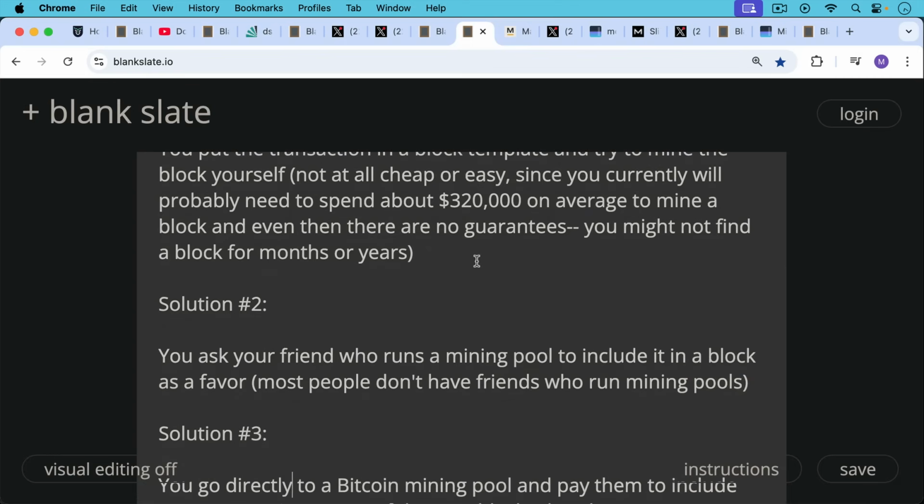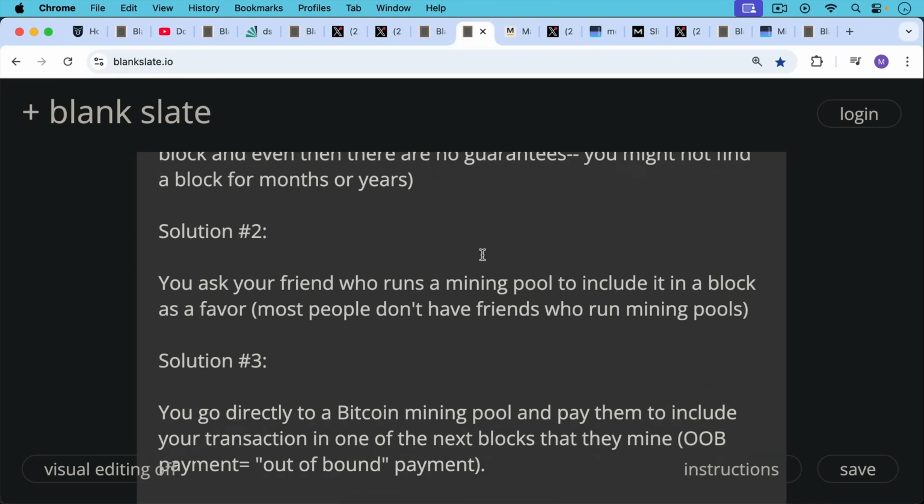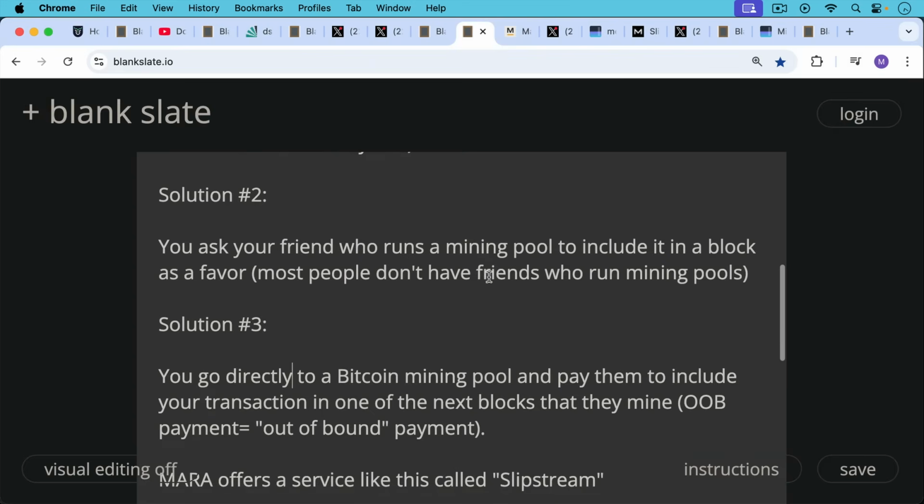Solution number two, you ask your friend who runs a mining pool to include it in a block as a favor. Of course, most people don't have friends who run mining pools. Solution number three, you go directly to a Bitcoin mining pool and pay them to include your transaction in one of the next blocks that they mine. This is what's called an out-of-band payment or OOB payment.